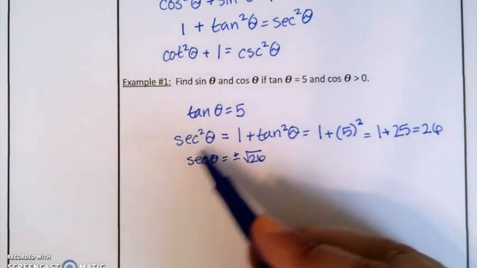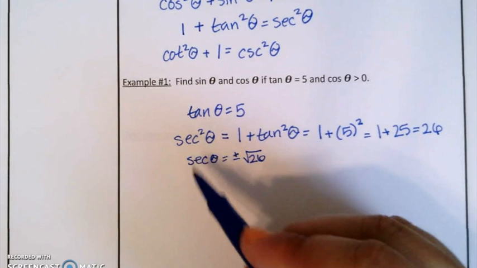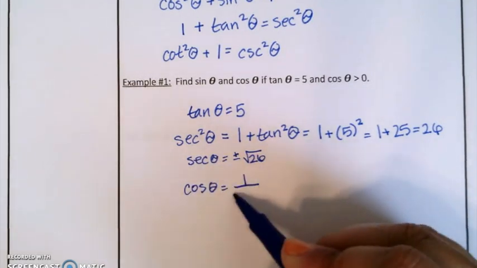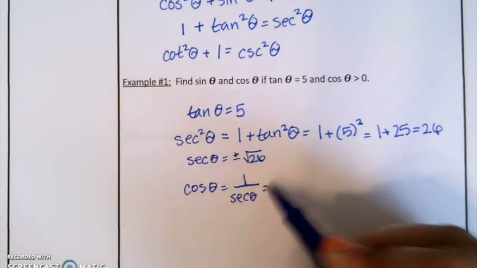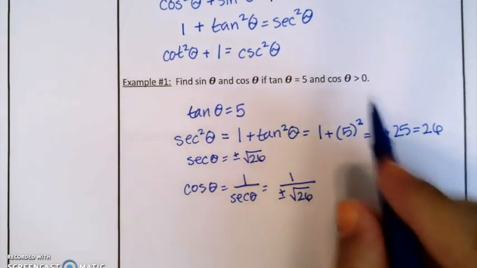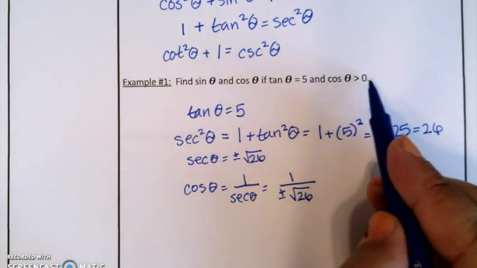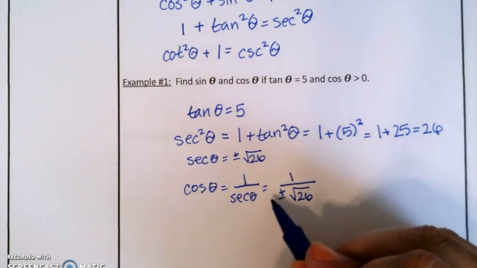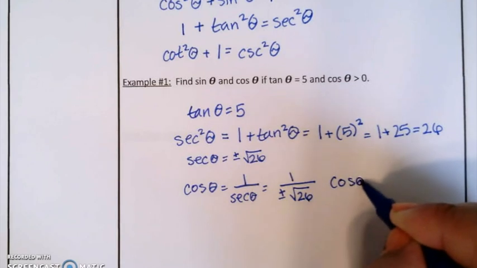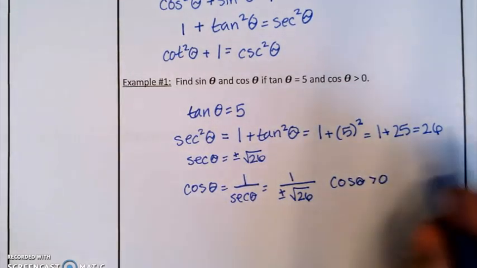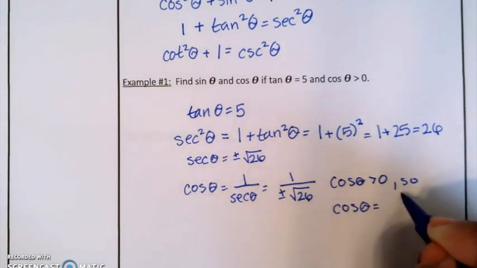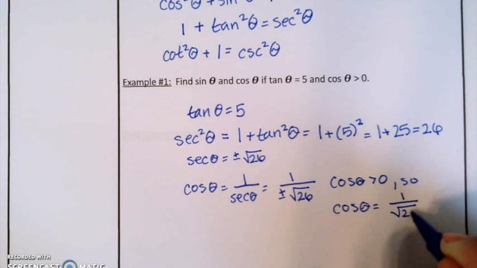So if secant of theta is plus or minus the square root of 26, then I can find the reciprocal of secant, which is cosine of theta, which is defined as 1 over secant of theta, would be 1 divided by plus or minus the square root of 26. We also know that cosine is positive, so we can eliminate the negative option here, and we say cosine of theta has to be greater than 0. So cosine of theta equals 1 over the square root of 26.